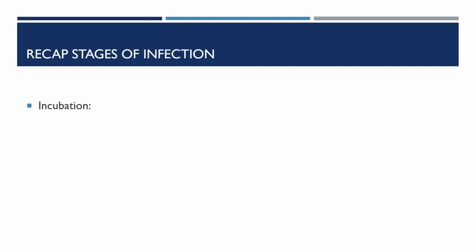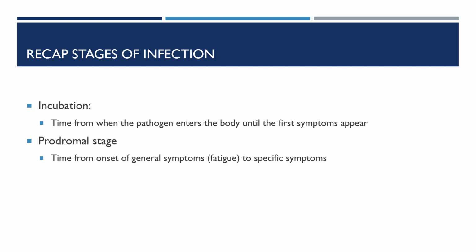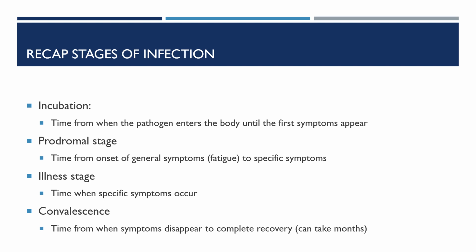Then the stages of infection. Incubation, again, is the time from when the pathogen enters the body until the first symptom appears. They can make other people sick during this phase because they don't think they're sick. The prodromal stage is the time of the onset of the general symptoms, the fatigue. The illness stage is when the specific symptoms occur. Convalescence is when the symptoms start to disappear to complete.